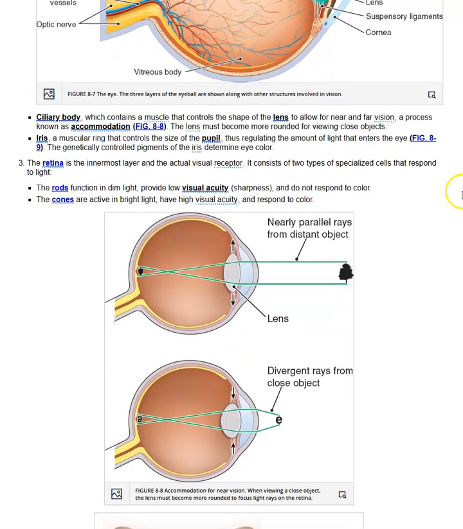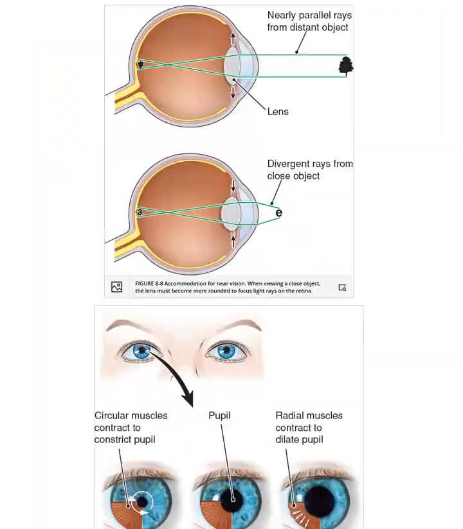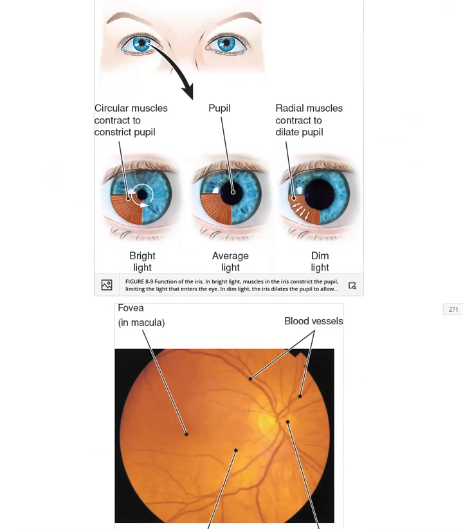The retina, the rods. Rods function in dim light, providing low visual acuity. By the way, visual acuity is sharpness, how sharp you can see. But the rods can help. They function in dim light, where cones are active in bright light to have visual acuity. Just read about that, and let me know if you have any questions.